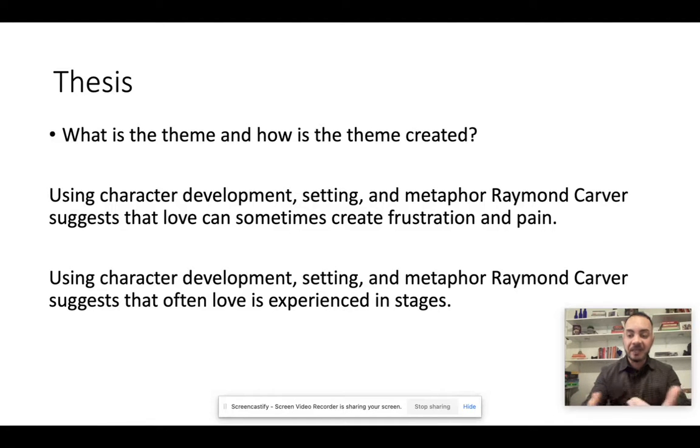Alternatively, using character development, setting, and metaphor, Raymond Carver suggests that often love is experienced in stages. In the case of the second example of a thesis statement, we're still talking about the same elements of fiction, character development, setting, and metaphor, but this time we're making an argument that the theme of the text is that love is experienced in stages. Very similar thesis statement. We're just emphasizing slightly different interpretations of what the theme is.